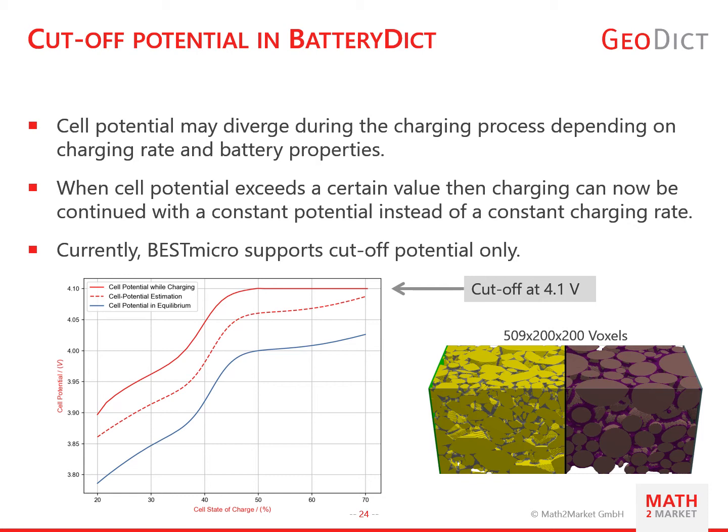The concentration in the active particles diffuses too slowly to or from the center of the active particles, and this leads to a high potential difference between electrolyte and active particles. In this case, it is common to charge the battery further, but instead of using a constant charge rate, a constant potential is used until the battery is full. This can now also be modeled in BatteryDict with the BEST microsolver. An example is shown at the bottom left, where the cell potential is cut off at 4.1 volt. And here it happens at about 50% of state of charge.